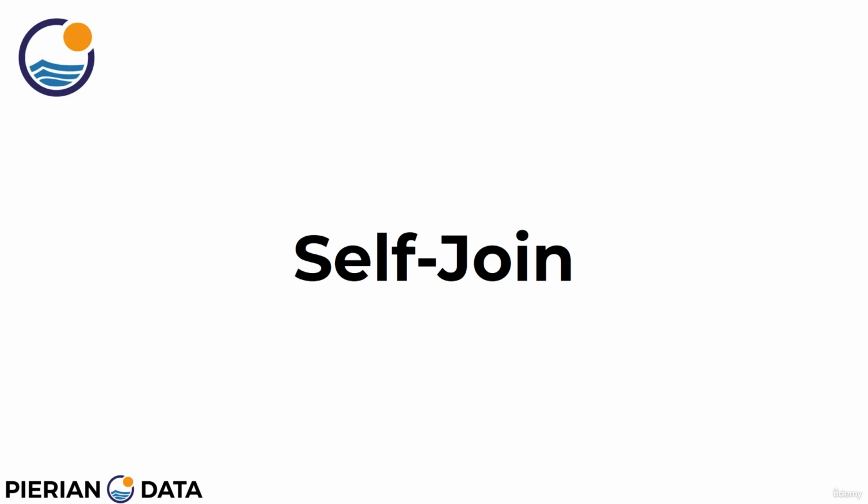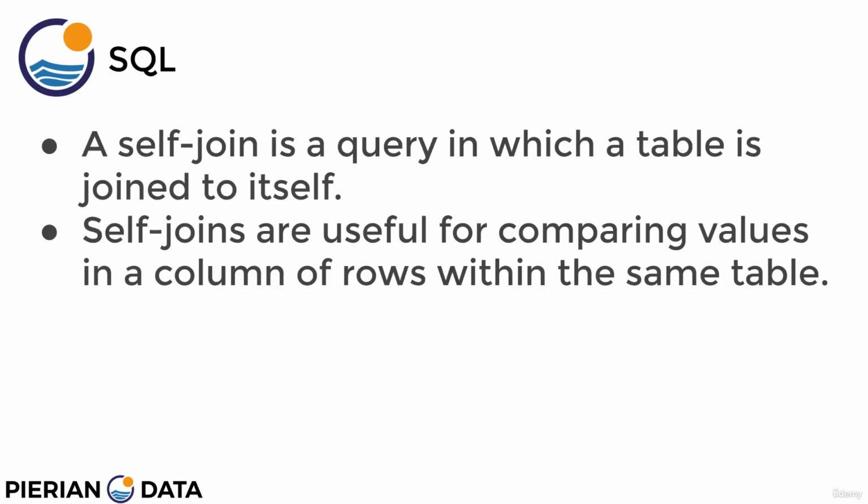Welcome back everyone to this lecture on self-join. A self-join is a query in which a table is joined to itself. Self-joins are useful for comparing values in a column of rows within the same table.